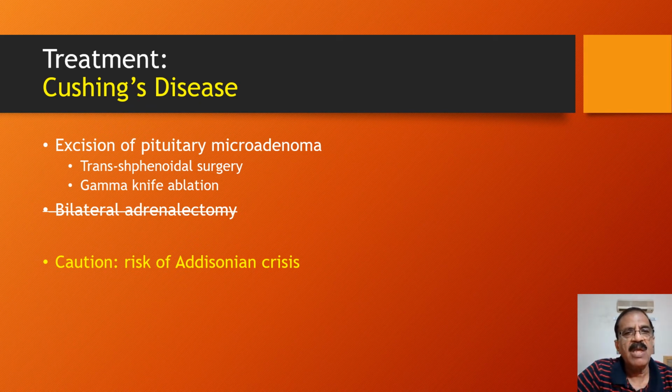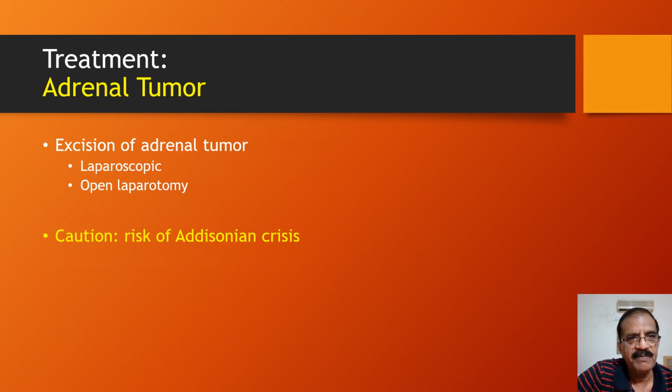Caution: when you remove pituitary adenoma, the adrenal gland may just stop functioning because of the abnormal amount of ACTH. Adrenals were hyperplastic, but once that source of ACTH is taken off, then patient may go into Addisonian crisis. So one has to watch that.